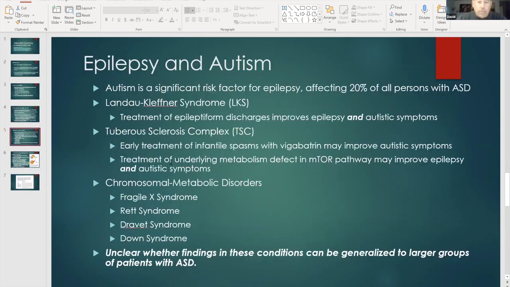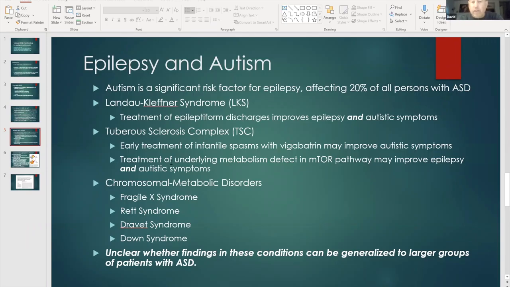I will just briefly touch on some of these disorders where we see very, very frequent epileptic activity during sleep. I've already mentioned that autism is a significant risk factor for epilepsy, affecting about 20% of persons with autistic spectrum disorder. There are a number of clinical conditions, diagnoses, that have been associated with either epilepsy or very frequent, nearly continuous epileptic activity in sleep.